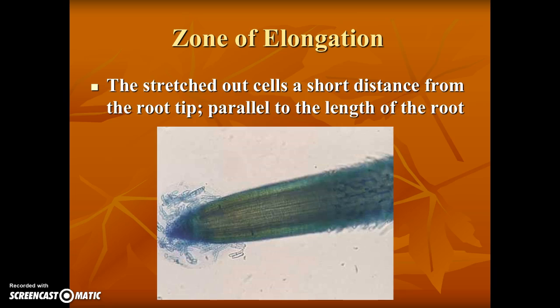One part of the root is called zone of elongation. Zone of elongation is the stretched out cells a short distance from the tip, parallel to the length of the root. Parallel means it's running this way, and here's the tip of the root, so the zone of elongation is this kind of lighter area right here, the smooth looking area. And you can see that these cells are very elongated. There's one cell right there that's very long. That's why it has the name zone of elongation.